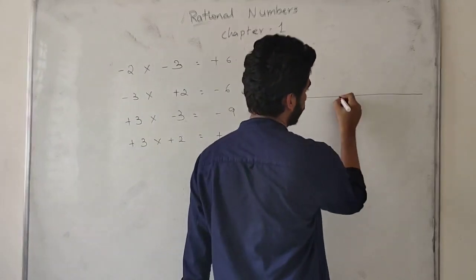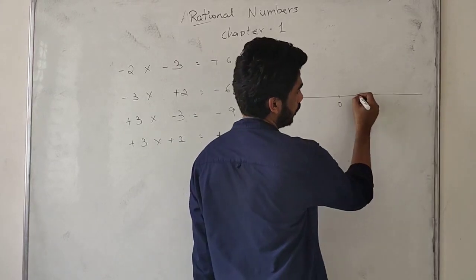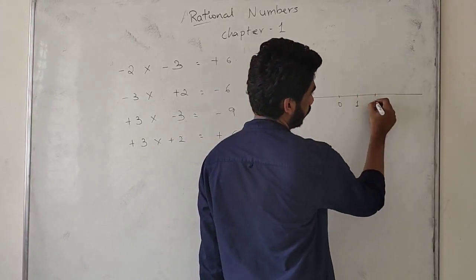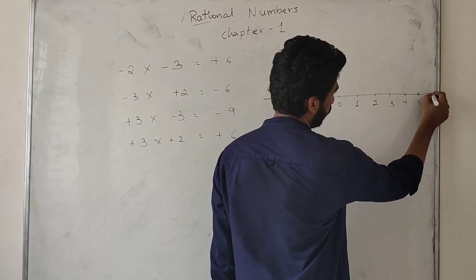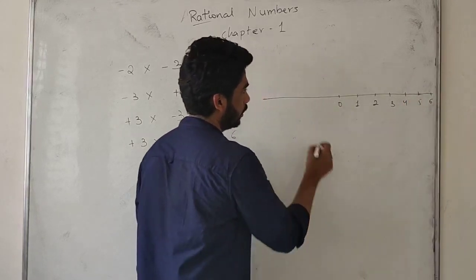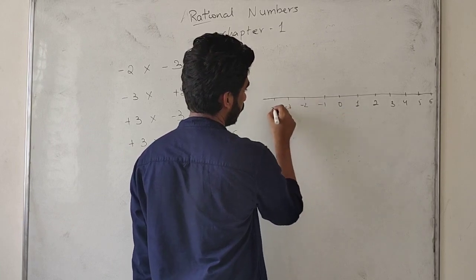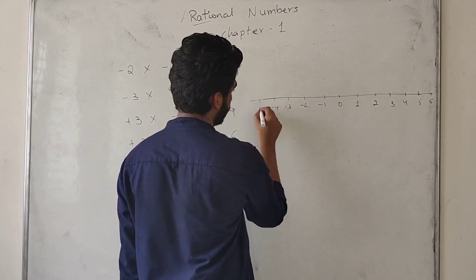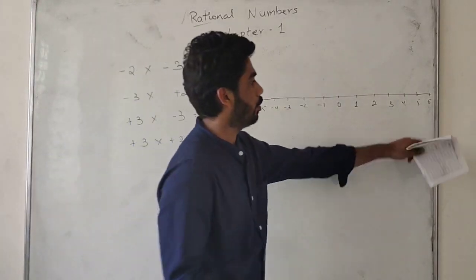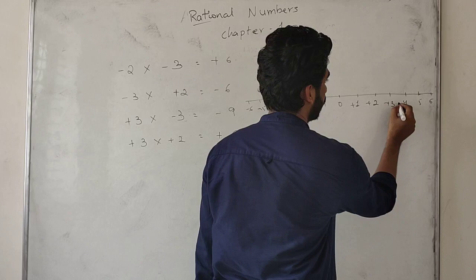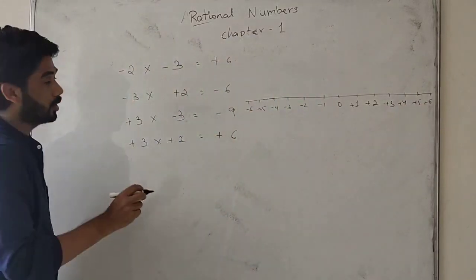In a linear line, the center point will always be 0. After that, here will be 1, 2, 3, 4, 5 and 6. Here will be minus 1, minus 2, minus 3, minus 4, minus 5 and minus 6. This is the basic thing you all know, because these are all positives and these are all negatives. Okay friends. So friends, try to understand.